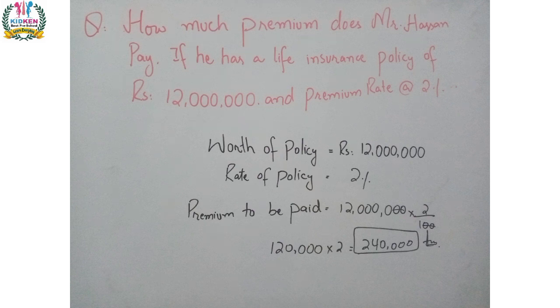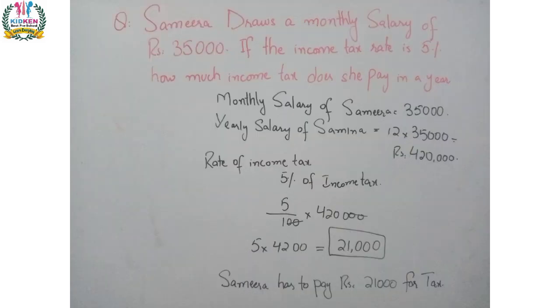Next question: Samira draws a monthly salary of rupees 35,000. If the income tax rate is 5%, how much income tax does she pay in a year? Samira's monthly salary is rupees 35,000. For the yearly salary we multiply 35,000 by 12 because 1 year has 12 months. So Samira's yearly salary is 4 lakh 20,000. The rate of income tax on Samira's salary is 5%. We find 5% of 4 lakh 20,000, which equals 21,000. So Samira has to pay rupees 21,000 in income tax.